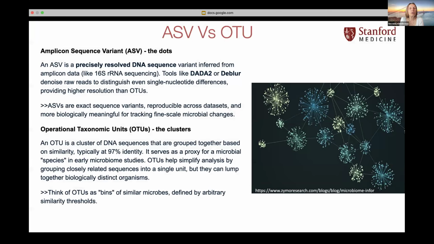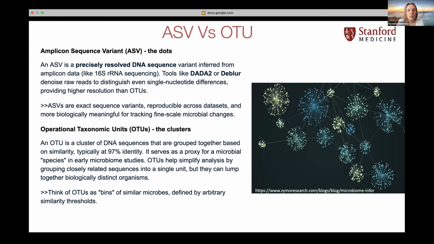Now, how does that look like data-wise? There will be these terms that we already mentioned that you will frequently see, which is amplicon sequence variant, as well as operational taxonomic units, ASVs and OTUs. If we relate that to this picture, ASVs would be the dots and OTUs will be the clusters. So ASV is a precisely resolved DNA sequence, which is inferred from amplicon data.